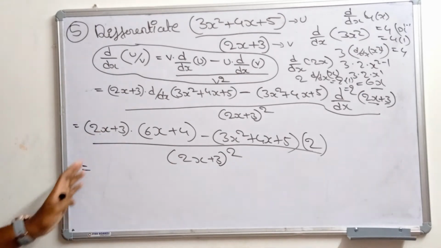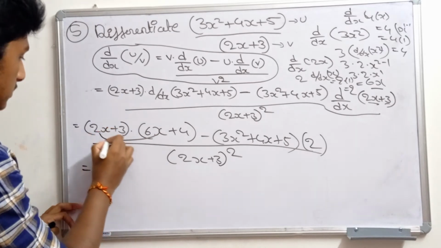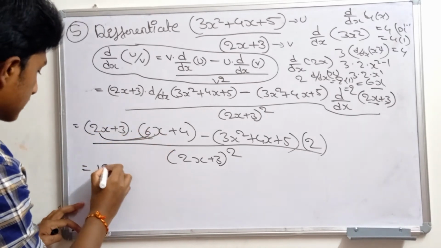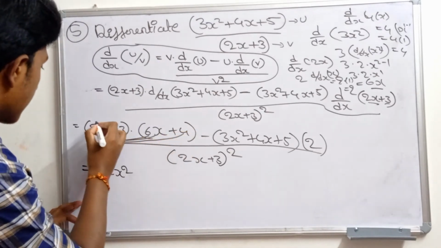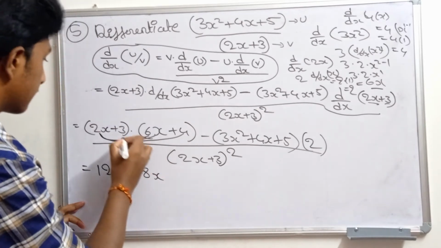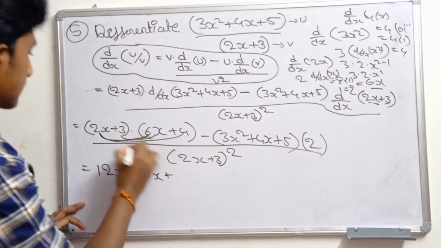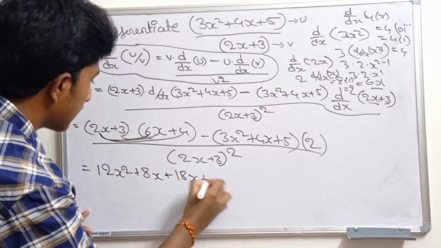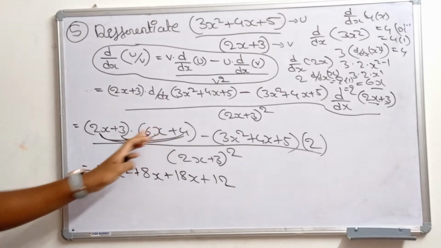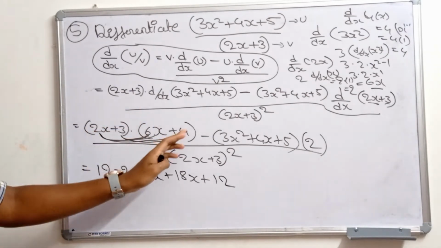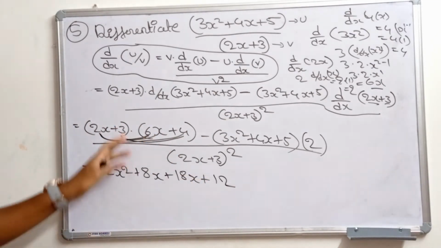So first you have to multiply these terms. 2x into 6x: 6 2s are 12, x into x is x square, that means 12x square. 2x into 4x, 4 2s are 8, 8x. 3 into 6x, 3 6s are 18, 18x. 3 into 4 is 12.